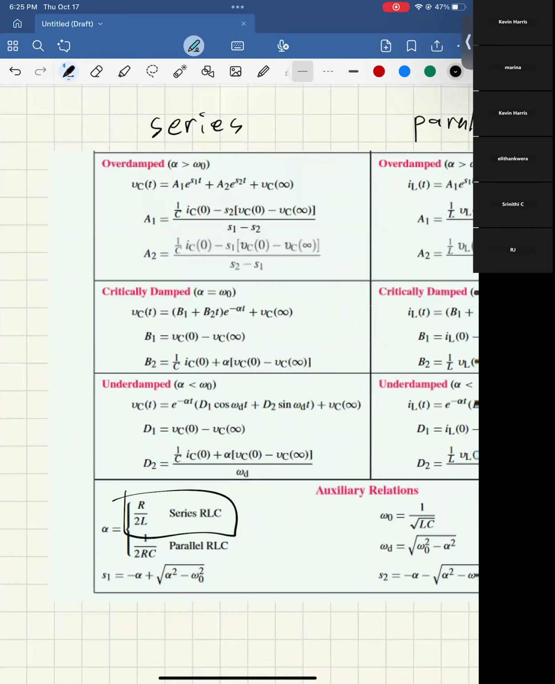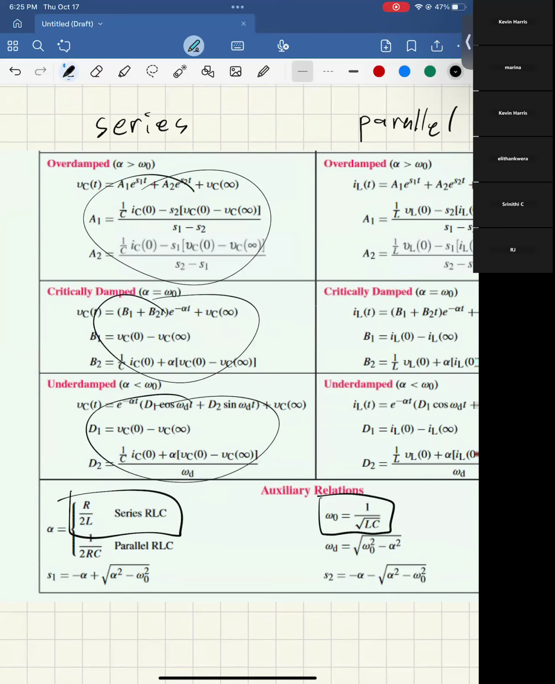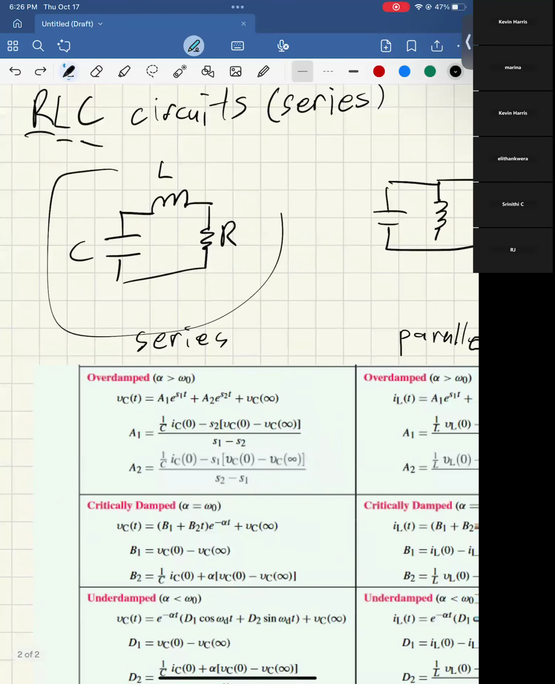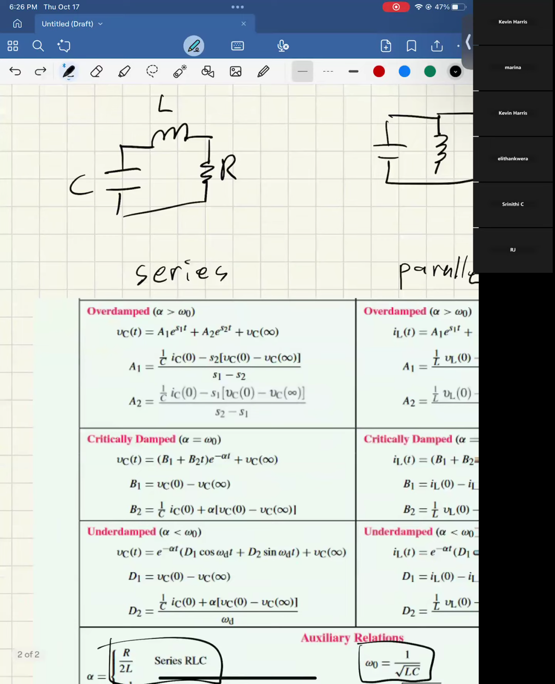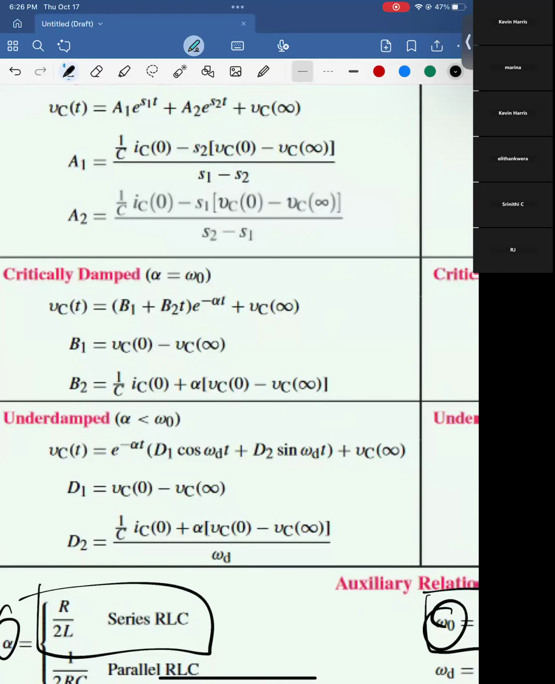Basically what you're going to do here is find this alpha and find this omega based on your final circuit. You're going to find those two numbers and say, okay, is it bigger, is it equal to, or is it smaller? And then based on that, you're going to use one of these sets of equations. I will go through an example, but there's not really much I can explain here besides: simplify your circuit to this form, figure out what your R, L and C values are, find alpha, find omega, then compare them, and use the proper set of equations based on that.